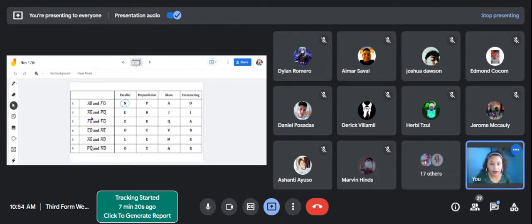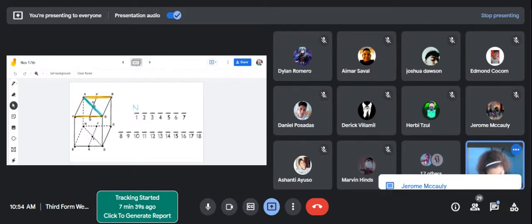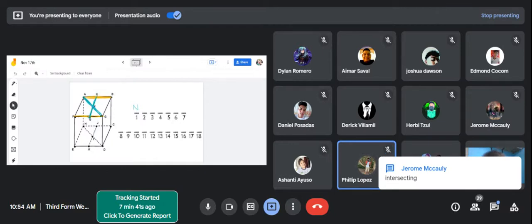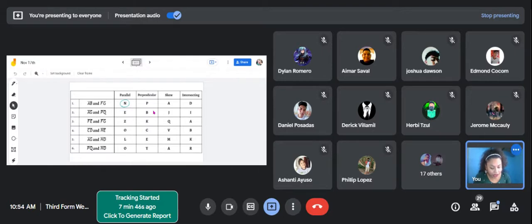Next one. It's AG, AG, and PQ. AG is this one, and then PQ. The intersecting line, very good. So in my table over here, I'm gonna circle intersecting lines, and that is letter I.